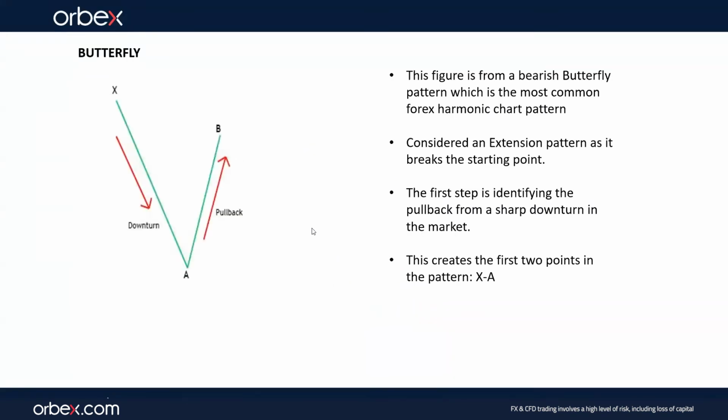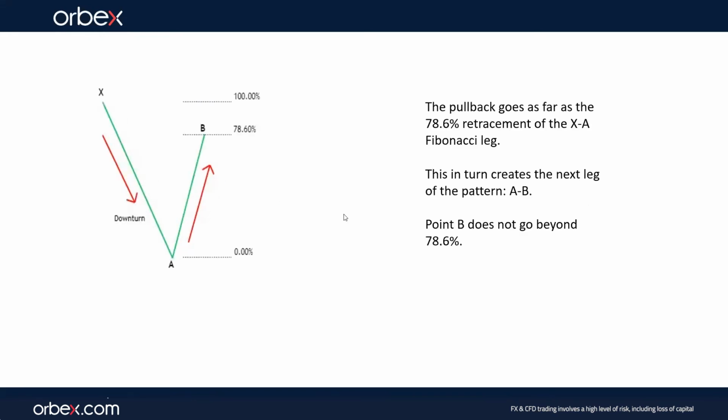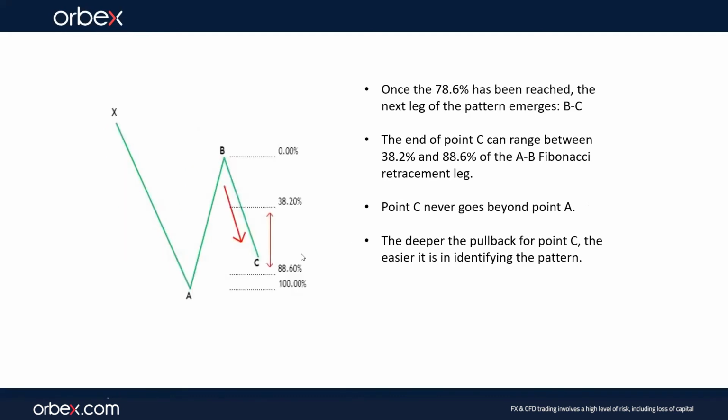So just moving on to another example, we've got the butterfly as well. So now that we've seen the previous example of the Gartley, we know kind of what to expect. So we've got the X to A leg downturn, then we've got the pullback. The only thing is we've got different levels for the pullback. So the Gartley was 61.8%. This butterfly can run up to 78.6% of the retracement. However, point B does not go beyond that level usually. So that's the only difference. Now we've got the downturn. Same thing though, it can fall between the 38.2 or the 88.6%. Again, the deeper the pullback for point C, the easier it is identifying the pattern.